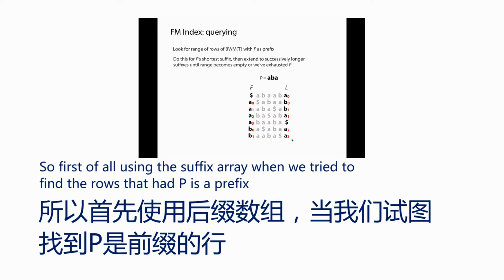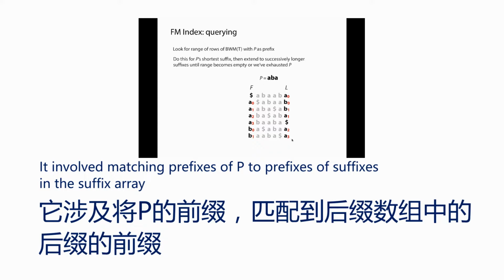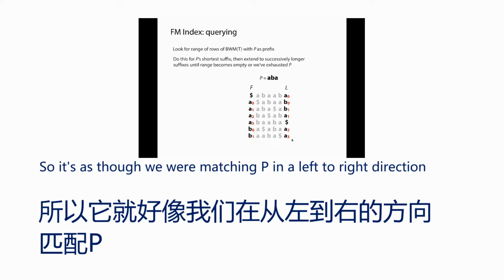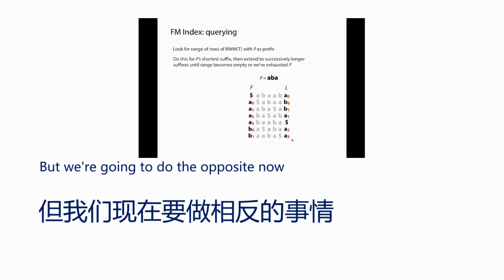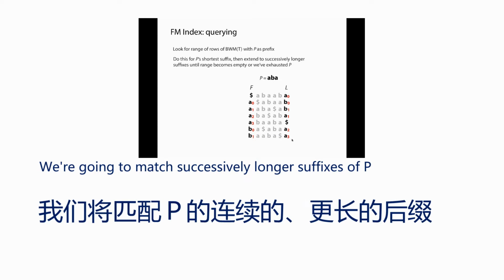So first of all, using the suffix array, when we tried to find the rows that had P as a prefix, it involved matching prefixes of P to prefixes of suffixes in the suffix array. So it's as though we were matching P in a left to right direction. But we're going to do the opposite now. We're going to match successively longer suffixes of P.